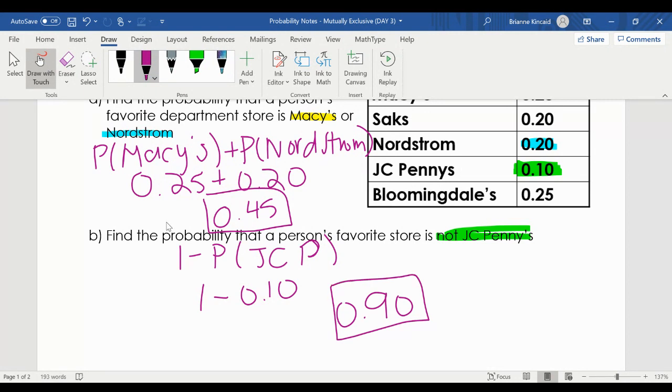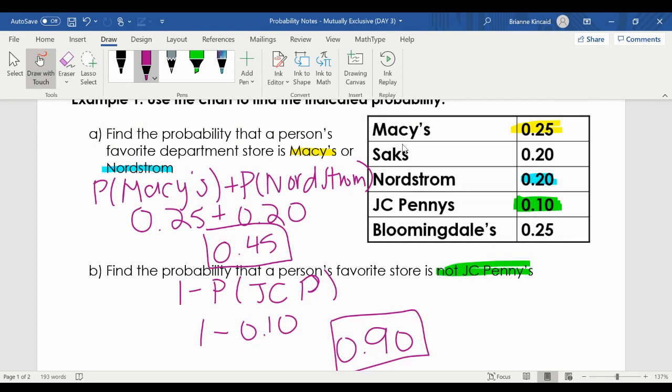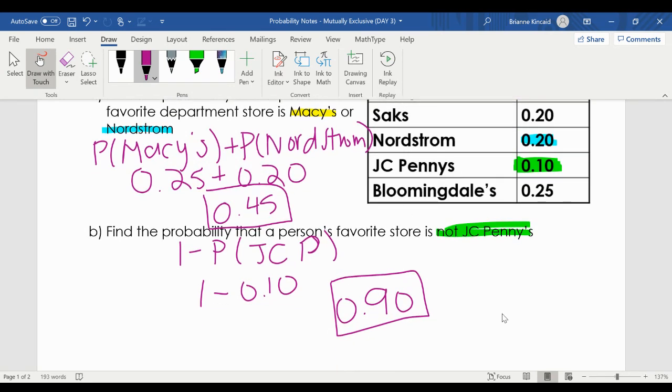I would say that this event is very likely to occur because it's so close to 1. You have a pretty good chance that if you select someone at random, they're going to choose anything besides JCPenney's. It doesn't matter whether they've chosen Macy's, Saks, Nordstrom, or Bloomingdale's. Chances are they did not pick JCPenney's.